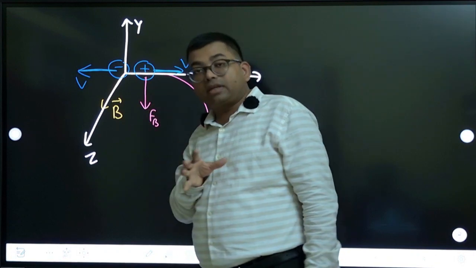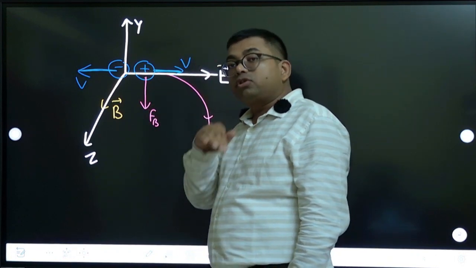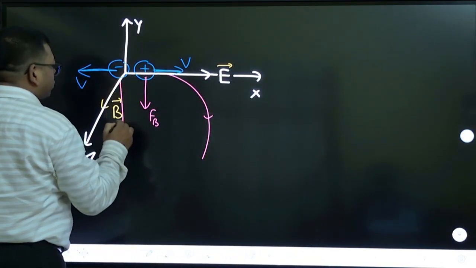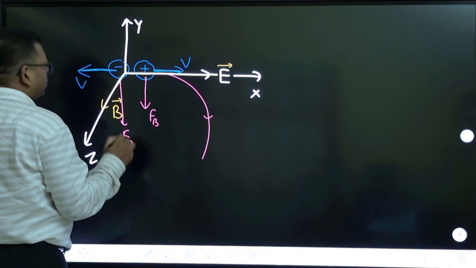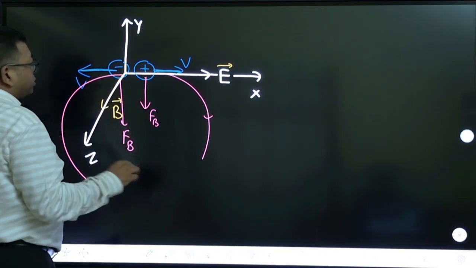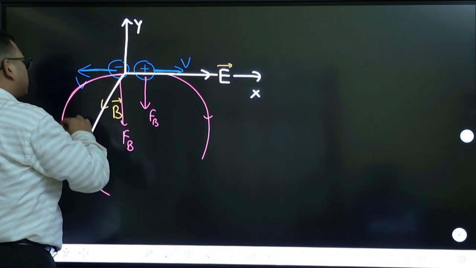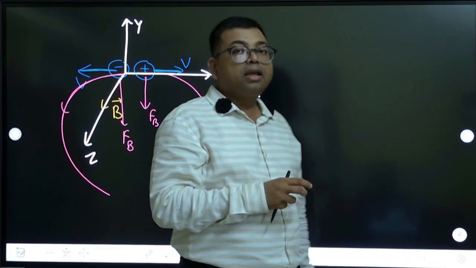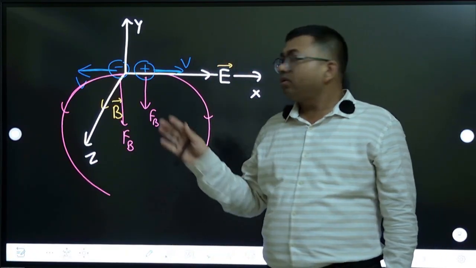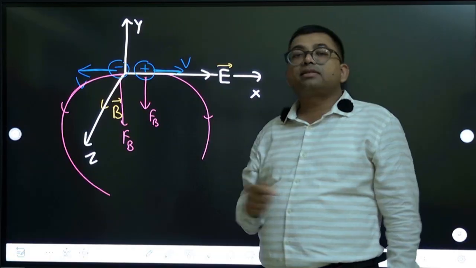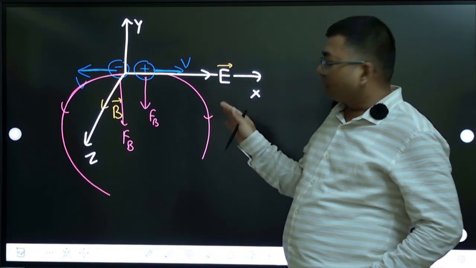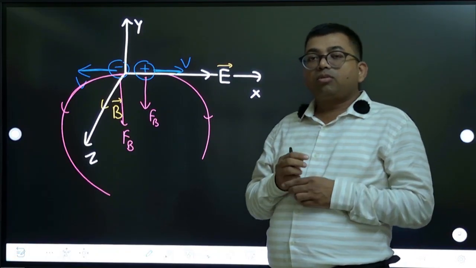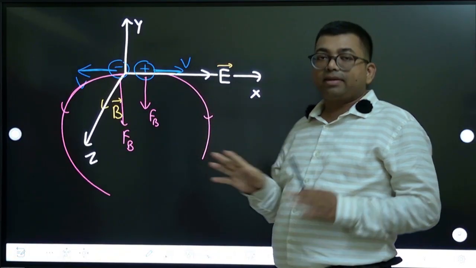But because it is negative, it will get a force opposite to V cross B. So here also the force will be downward only. It will try to go in this way, trying to go in a circle. It is not exactly a circle, because it is under acceleration along that direction. So the radius will keep on changing. The radius will not remain constant, right? But the way it will deflect is like this.